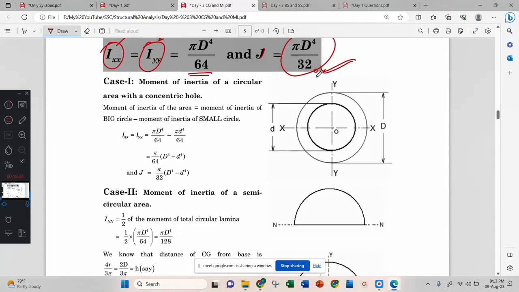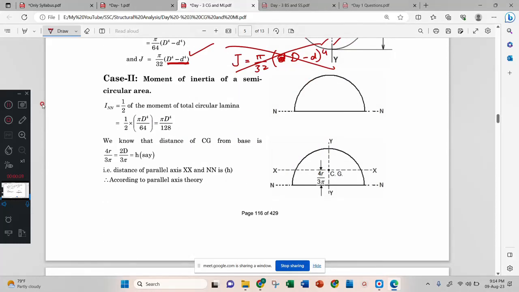Now, moment of inertia of a circular area with a concentric hole. Concentric hole means we have only this much area, the inside area is not there, therefore you just subtract it. Outer diameter capital D, inner diameter small d. But very important, the power 4 will be like this. Don't do it like this. Many students will write it like this, which is wrong: pi by 32 times (D minus d) whole power 4. This is wrong, and this is right.